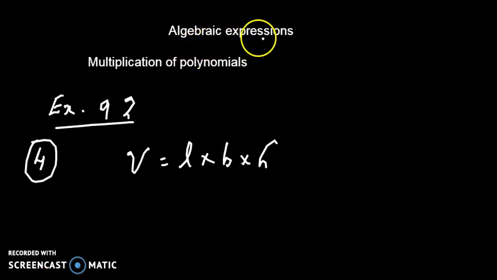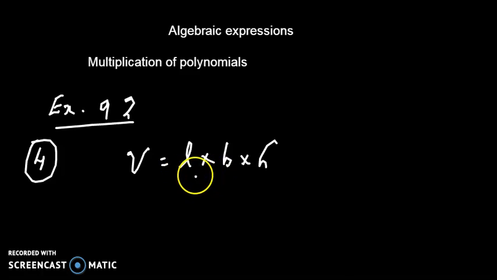Today we continue algebraic expressions, the multiplication of polynomials. How can we multiply a monomial by a monomial? Exercise 9.2, question number 4. Here we can see how to find the volume of a rectangular box, that means the volume of a cuboid. The formula you know: volume is equal to length into breadth into height.